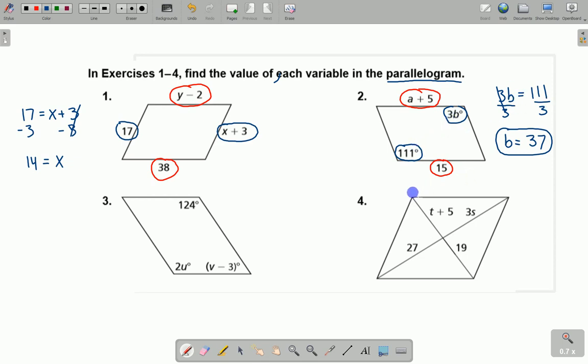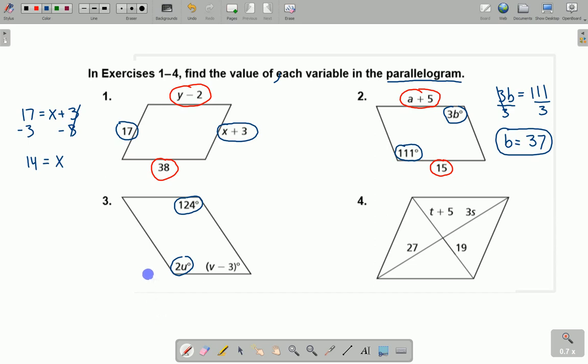All right, number 3 is very similar. It starts out similar at least. We know opposite angles are congruent, so you can make an equation with this one and that one. Those are opposite angles. You can make an equation. I'll let you do that one. That one's not too hard. So you can pause the video and do that, then hit play to see the next part that's a little bit more tricky.